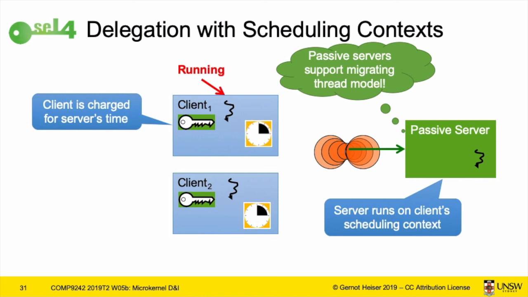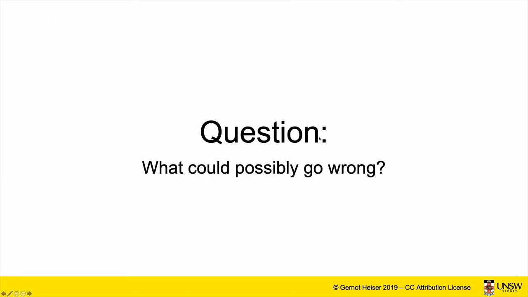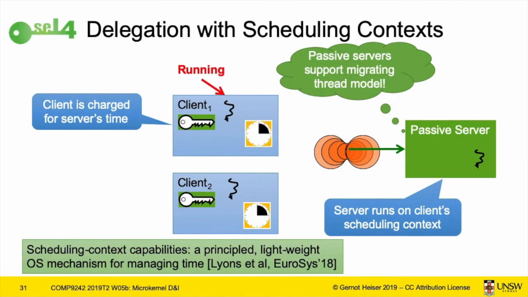And they have certain advantages, and basically you can now choose. You can have an active server or a passive server once you get the migrating threads, and otherwise the old model. Okay, but what could possibly go wrong with this model here? Exactly. What happens when the budget runs out while the server is executing? Then we have a problem, right?